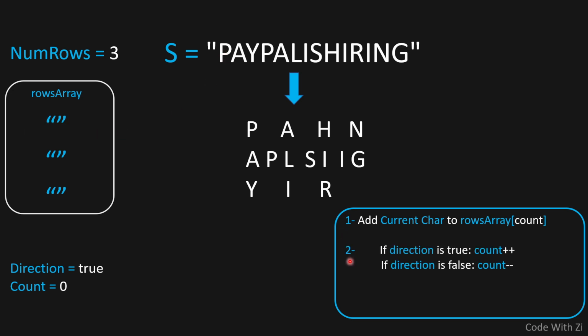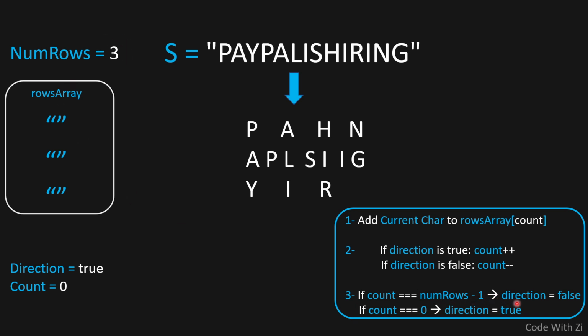The second thing that we do in our algorithm is checking the value of direction. If it is true, we increment count. And if it is false, we decrement count. And as you can see, in the beginning, direction is true. So we say if direction is true, which it is, increment count. So we're going to go from 0 to 1. So count is going to be 1. The third and final thing that we do is checking the value of count. If count is equal to number of rows minus 1, and again, this was given to us by the question here.